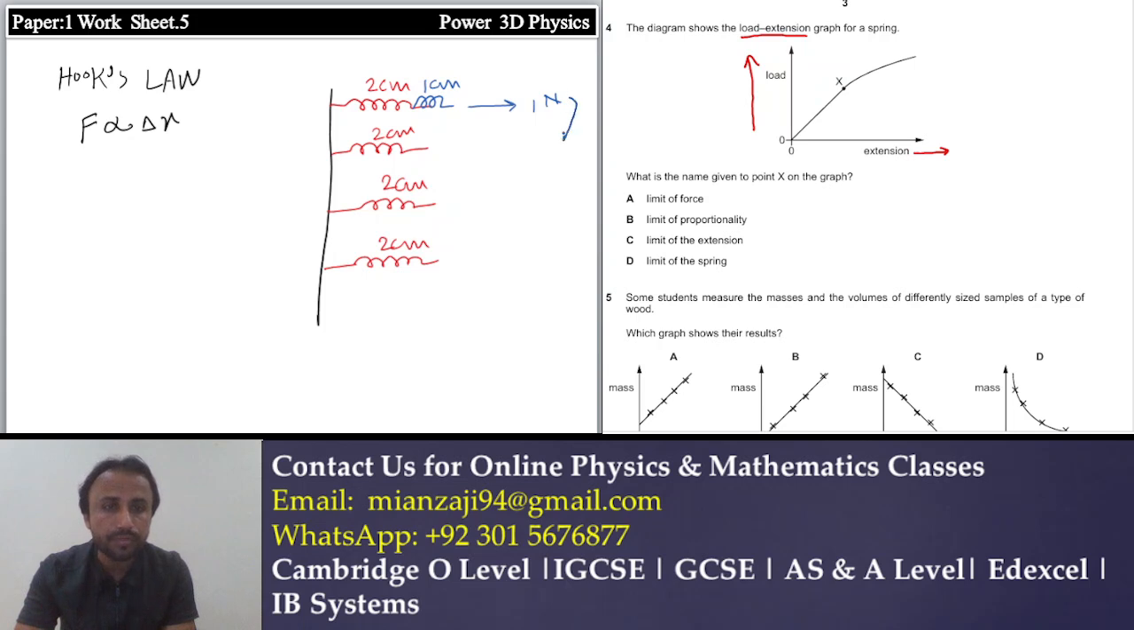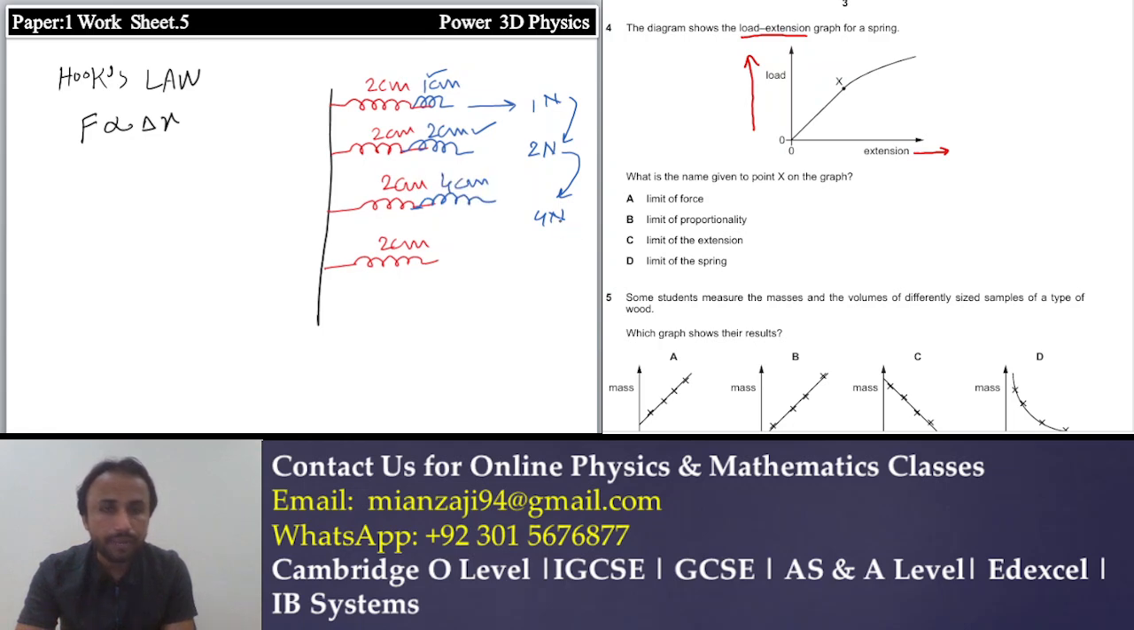If I double the force, it becomes 2 Newton. Again the extension becomes double. Here it increased 1 cm. Here it will increase 2 cm. This is 2 cm. Again, if I double the force up to 4 Newton, the extension will double to this one. This is 2 cm. This will become 4 cm.